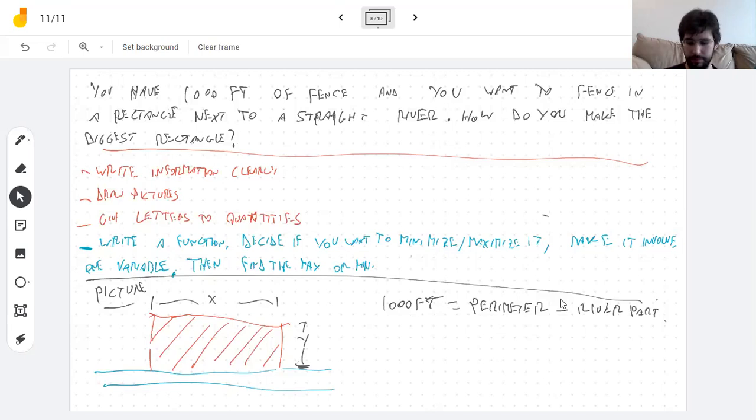Maybe the area, like your property? Definitely the area. Because the area, I'm going to call A, is the thing I want to make the largest.